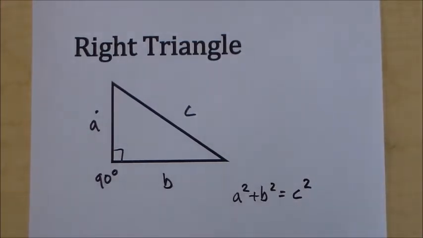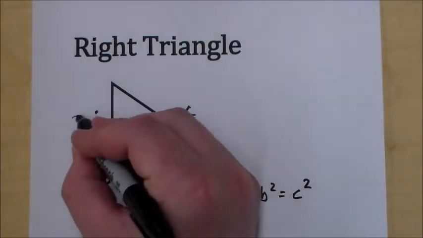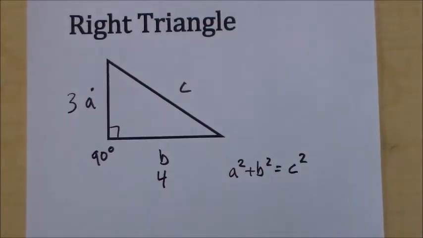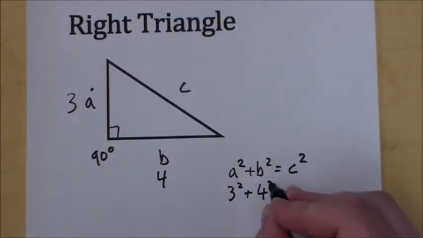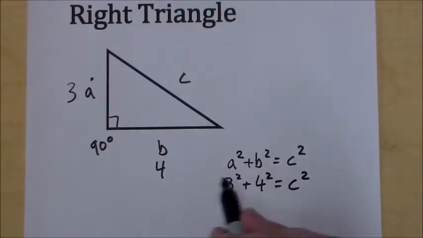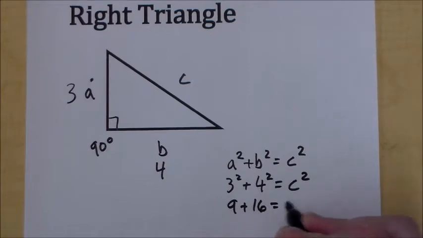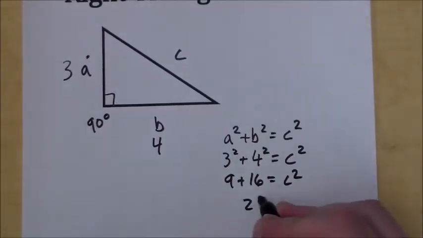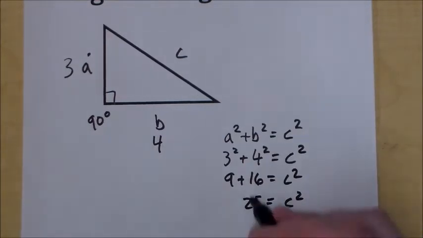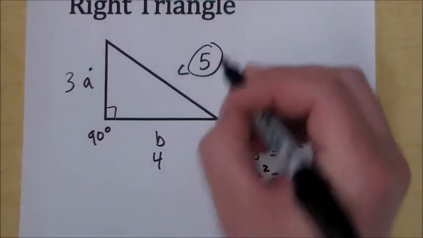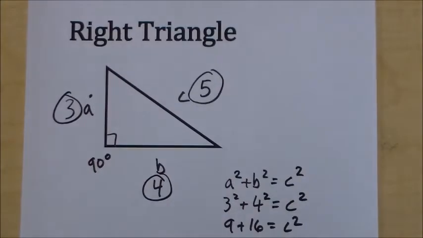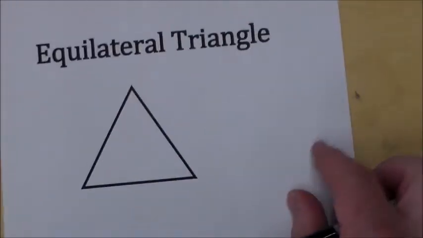So for example, and I'm going to use a very famous right triangle now, if you have 3 here and 4 here, you will know that A squared, so 3 squared, plus B squared, which would be 4 squared, will equal C squared. So that's 9 plus 16 equals C squared, or 25 equals C squared, and then we take the square root of both sides, and we get 5 equals C. So the famous triangle is the 3, 4, 5 right triangle. That's a right triangle.